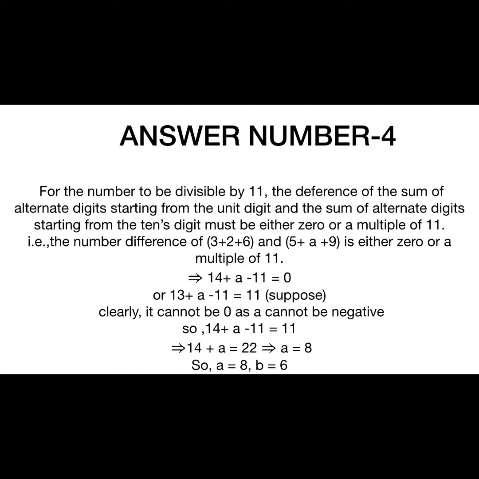This implies we will have two cases, either 14 plus A minus 11 is equal to 0 or 14 plus A minus 11 is equal to 11. Clearly it cannot be 0 as A cannot be negative. So 14 plus A minus 11 is equal to 11. This implies 14 plus A is equal to 22. This implies A is equal to 8. So A is equal to 8 and B is equal to 6 is our answer.